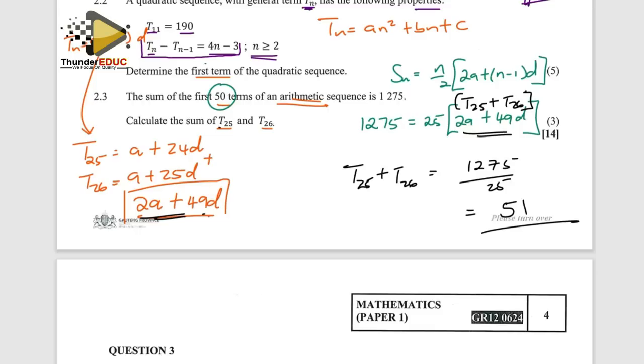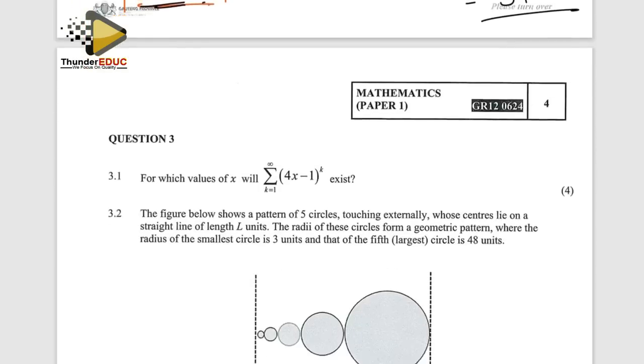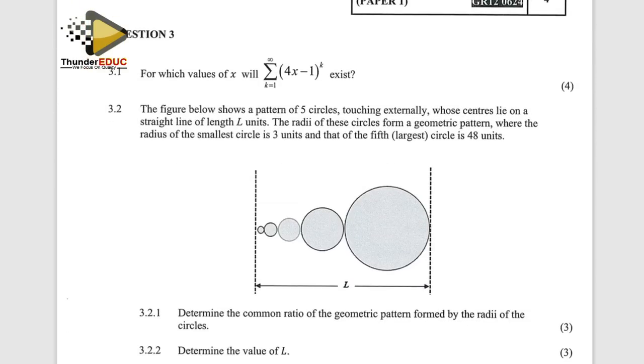Okay, so that was question number 2. And that's how the 14 marks were obtained. Question number 3: for which values of x will the sigma notation, k equals 1 up to infinity, exist? So these are converging series. For which values of x would this thing exist?